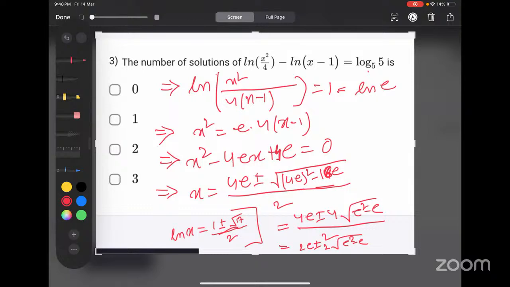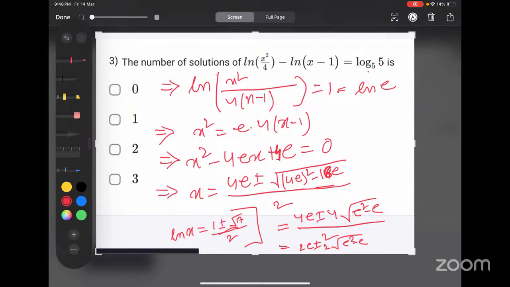That a can be anything, so you can take it as e also. So we get ln x square minus ln of x. Then ln of 4 minus ln of 1 will become ln of 3.